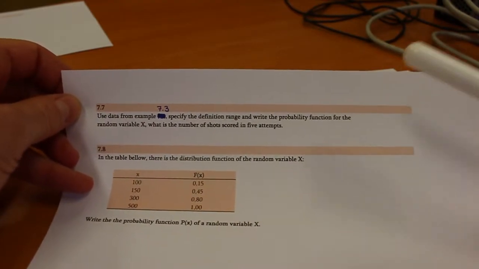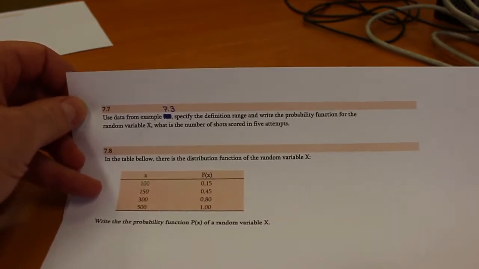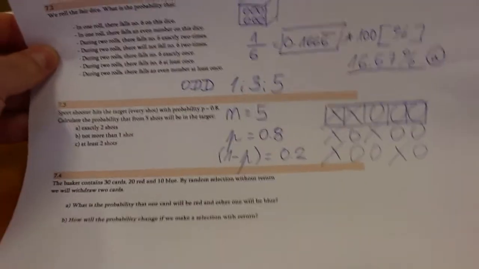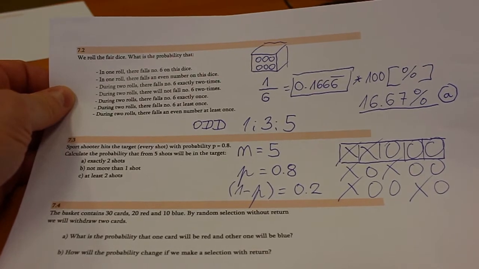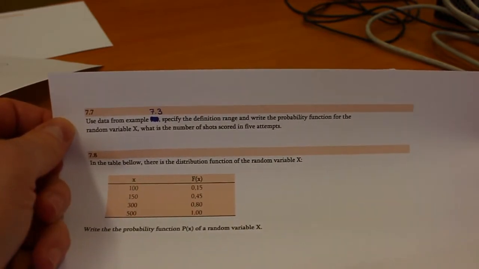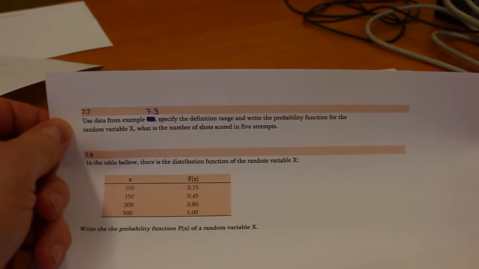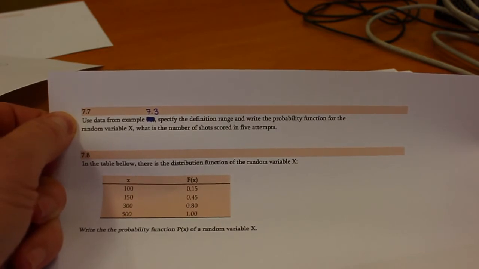Do you remember example 7.3 about the sports shooter? Yes, our example 7.3, the sports shooter, who hits the target with every shot with probability 80%. So we'll use data from example 7.3 and we'll specify the definition range, and we will write a probability function for the random variable x. What is the number of shots scored in 5 attempts? So what is necessary for us?